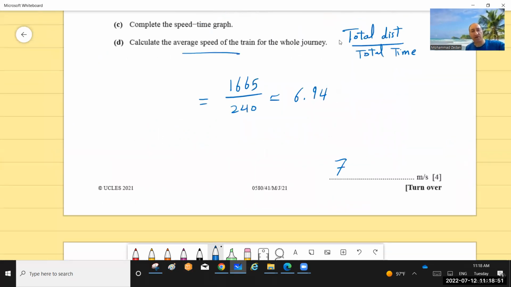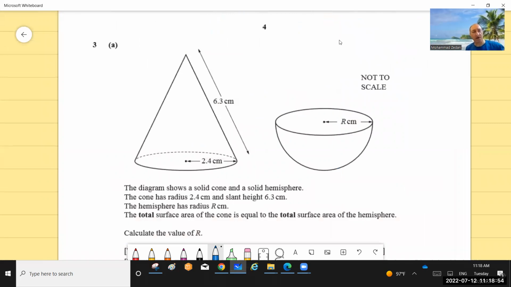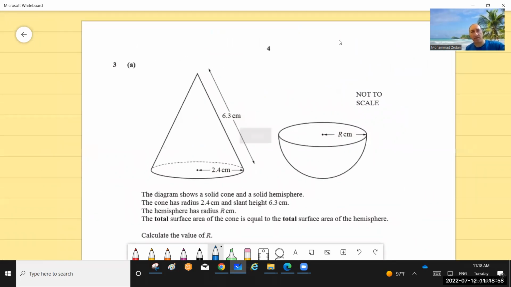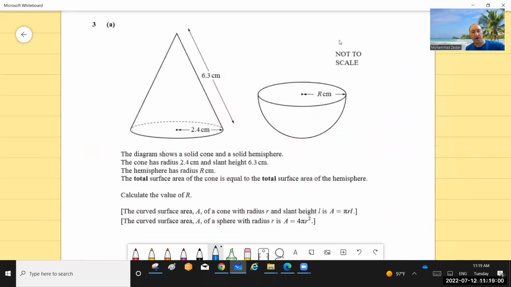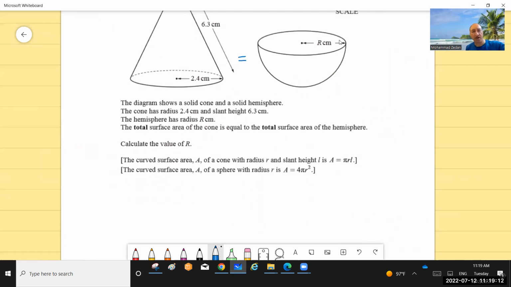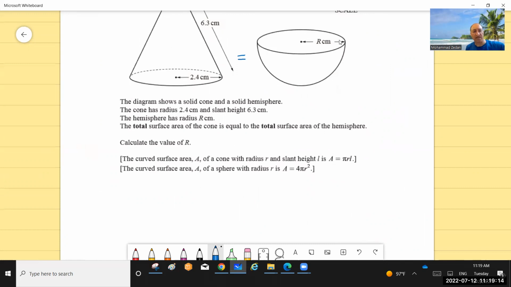Okay, thank you so much. Question number 3. I have a cone now. Let's reduce a little bit. I have a cone with radius 2.4 and slant height 6.3. The total surface area of this cone is equal to the total surface area of this hemisphere. This is the main part of the information, the given part. Calculate the R. R here is the radius of the hemisphere.